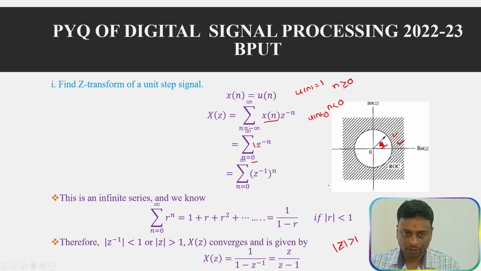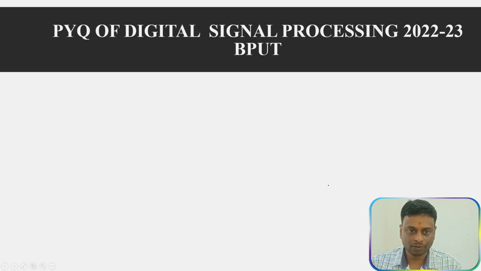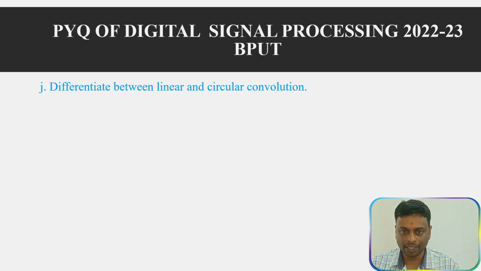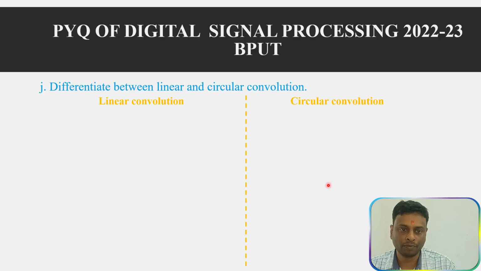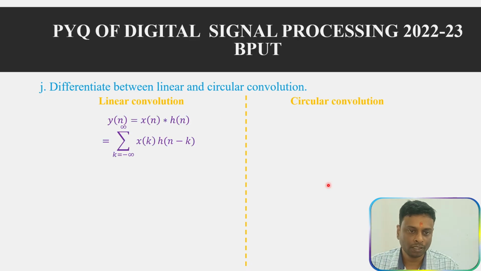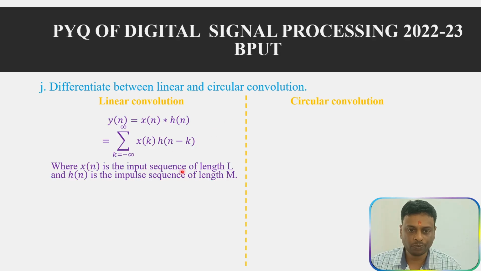So next one, I think it is the last question: differentiate between linear and circular convolutions. Let us take linear convolution and circular convolution. Linear convolution you can write as x of n convolved with h of n. This is the formula for finding the linear convolution, where x of n is the input sequence of length L and h of n is the impulse sequence having length M.